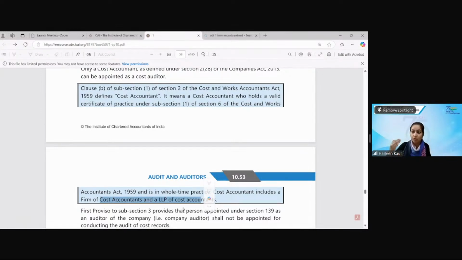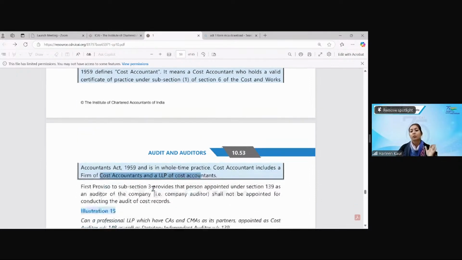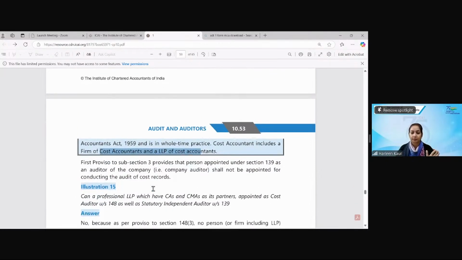So, just like chartered accountants, partners of the chartered accountants having a CA firm, that can be appointed as a statutory auditor, or I am a CA having a certificate of practice, I can be appointed as the auditor. Similarly, a cost accountant who is cost accountant as per the ICAI Act, that person, individual, can only be appointed as the cost accountant. Person appointed shall not be appointed.